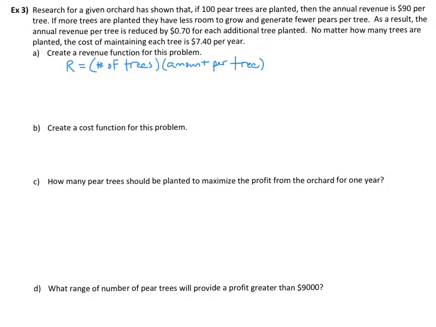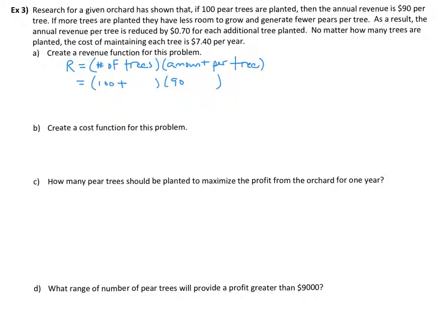Okay, so we've got our revenue being the number of trees times the amount you get per tree. We're starting with 100 trees, and we're getting initially $90 for every tree. But we know for every extra tree we plant, so if we add 1x to the... back that up, I'm on the wrong one. The number of trees is over here.